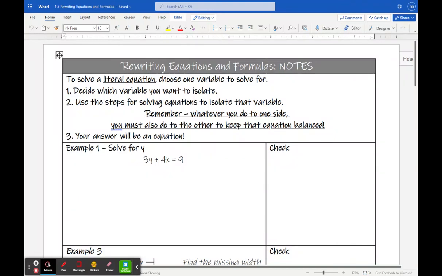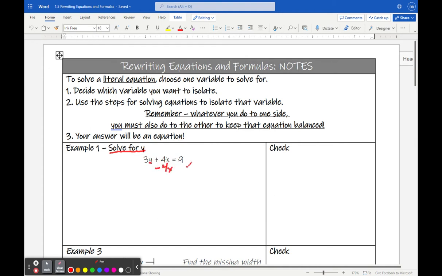Hello, today we're going to look at rewriting equations and formulas, and truly you've been doing this for quite a few weeks. It's not going to look nice and neat and even like it has been with those nice strong integers or fractions or even decimals. So in this case, we're going to solve for y. And I know I'm solving for y because it's in my directions. So I want to solve for y.